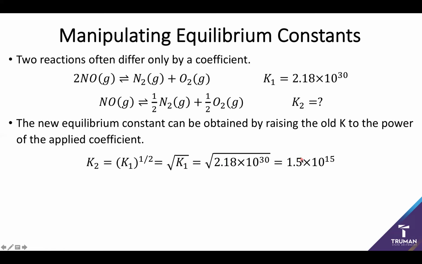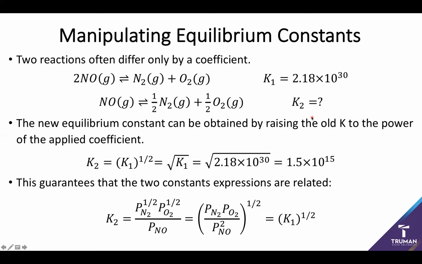And you'll note that this one seems a little less intuitive because this looks very favorable and this looks less favorable. But we can actually validate why this happens by looking at the two equilibrium expressions. So if I'm looking at the second reaction, I'd be looking at the concentration of products, in this case in terms of pressure, each raised to their coefficient power. So pressure of nitrogen to the 1/2, pressure of oxygen to the 1/2 over the pressure of nitric oxide. Well, that's going to be the same thing as the equilibrium expression for my first reaction with the whole thing raised to the 1/2 power.